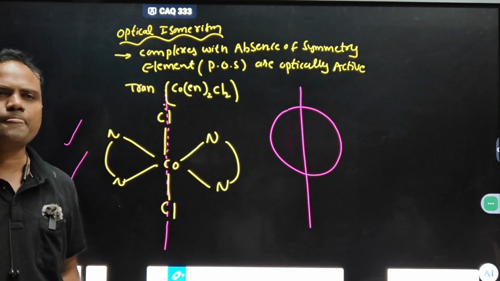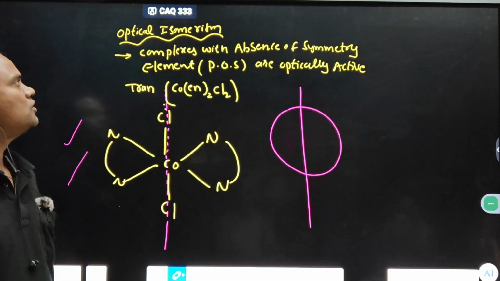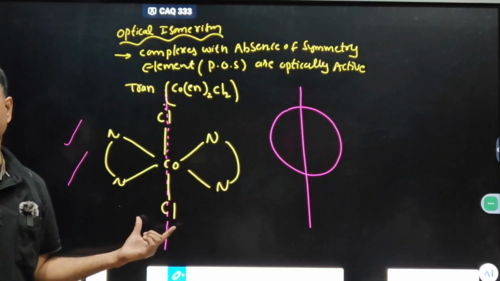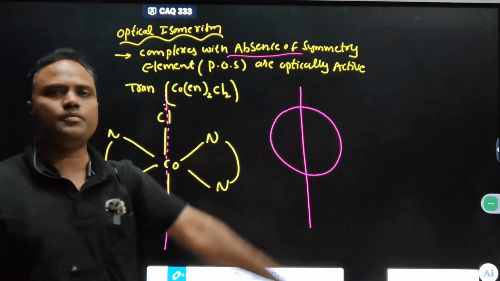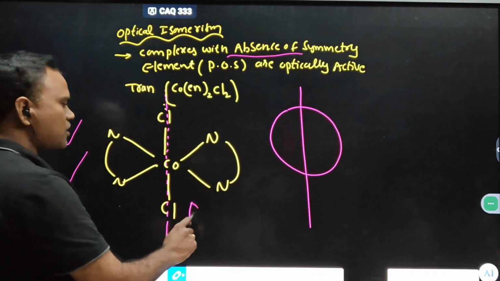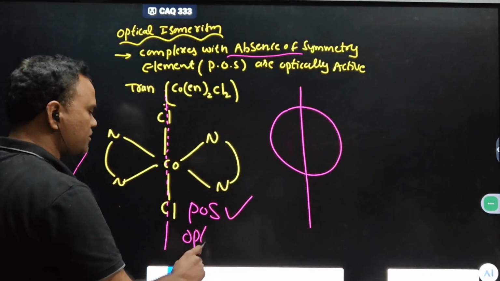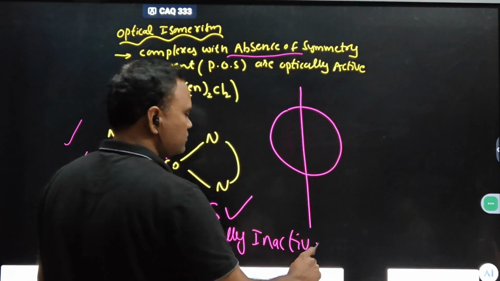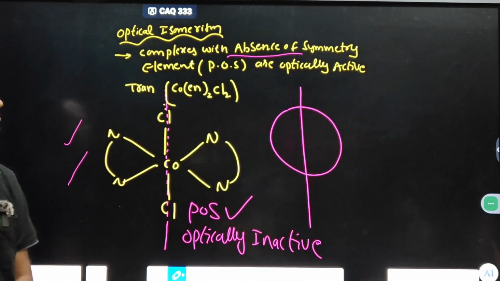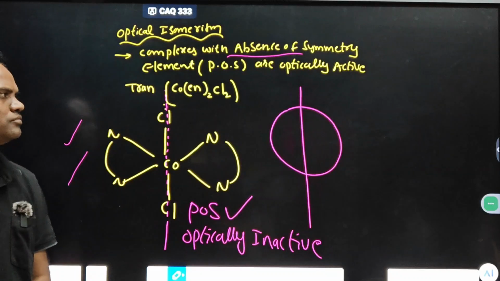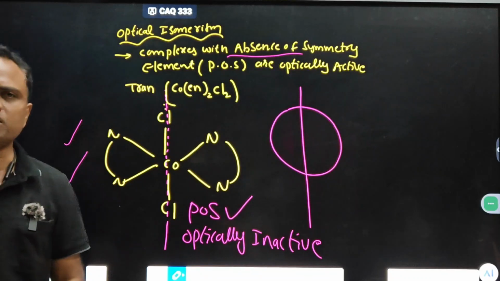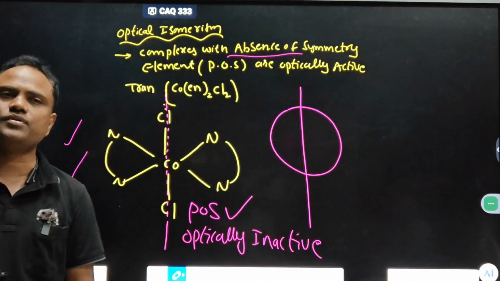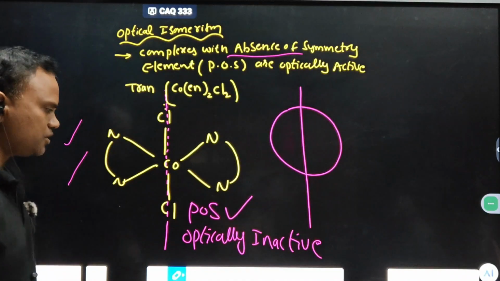So this is optically inactive. Complexes with absence of symmetry element only are active. But here symmetry element is present. What is the condition? Symmetry element should be absent. But here the plane of symmetry is present. Optically inactive. For the trans form, optical inactivity is present. For the cis form, optically active property is present.